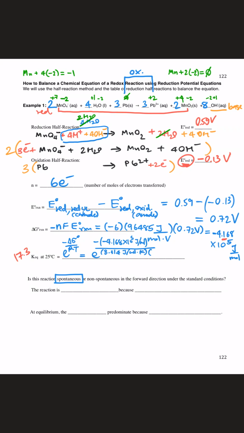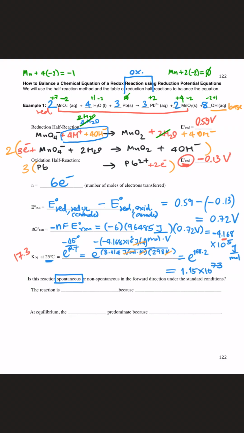Then multiply by the temperature in Kelvin. The temperature is indicated as 25 degrees Celsius, so that would be 298 Kelvin. If you cancel the units, you will see that K has no unit. Therefore, the value of K equals e raised to 168.2, and if you do this, you get the value of 1.15 times 10 to the 73. That would be the value of K.